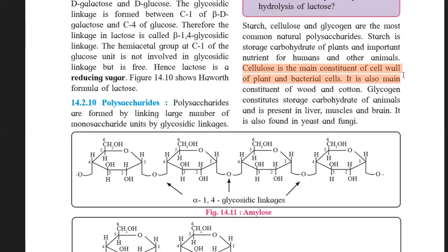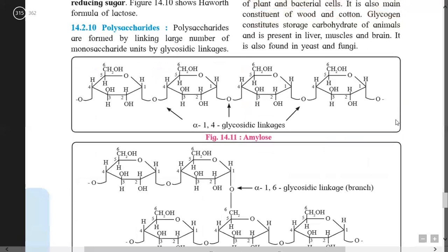It is also the main constituent of wood and cotton. Glycogen constitutes the storage carbohydrate of animals, and it is present in liver, muscles, and brain. It is also found in yeast and fungi. Now we will study the structures of these polysaccharides.